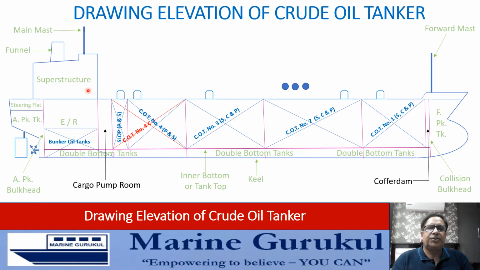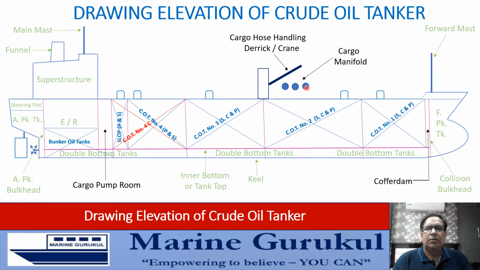Then to discharge the cargo ashore, there is a manifold somewhere close to midships of the ship, and around the manifold we have a hose handling arrangement, maybe in the form of a derrick or a crane. So now we can label these additional parts on deck. These three here represent the manifold, cargo manifold. Here we have the cargo hose handling gear, crane or derrick, and then we have tank domes out here.